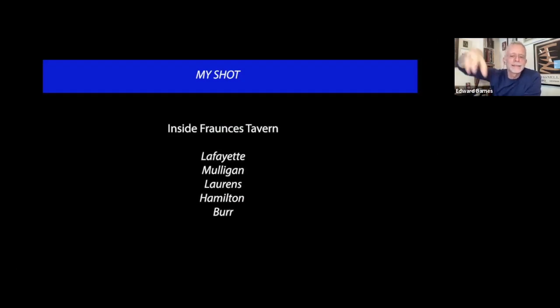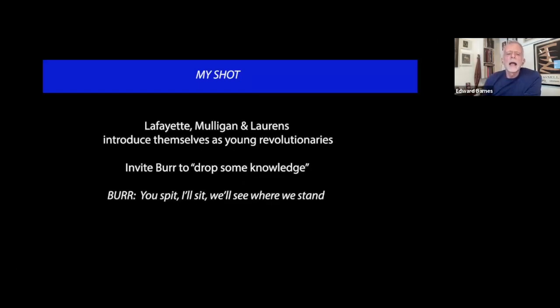This takes place inside the tavern. The previous scene was held right outside the tavern. They now move inside the tavern, and we get to know some new characters. Lafayette, Mulligan, Lawrence are there. They're inside the tavern, and Hamilton and Burr join them in the tavern. Lafayette, Mulligan, and Lawrence then introduce us to themselves. They're young revolutionaries, and they see Burr come in. They know who he is, and they say to him, won't you drop some knowledge to us? Come on, join this, what we're talking about, the revolution.